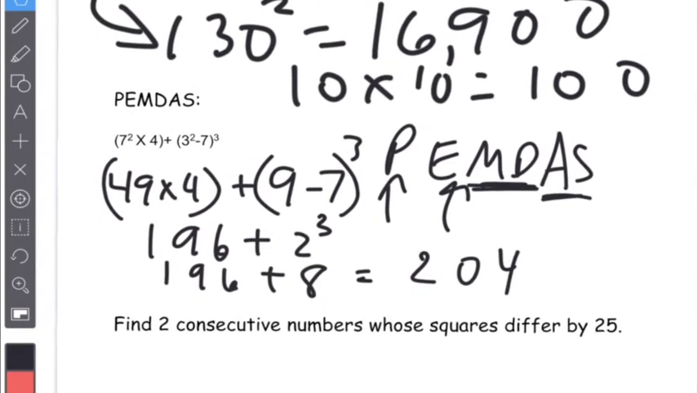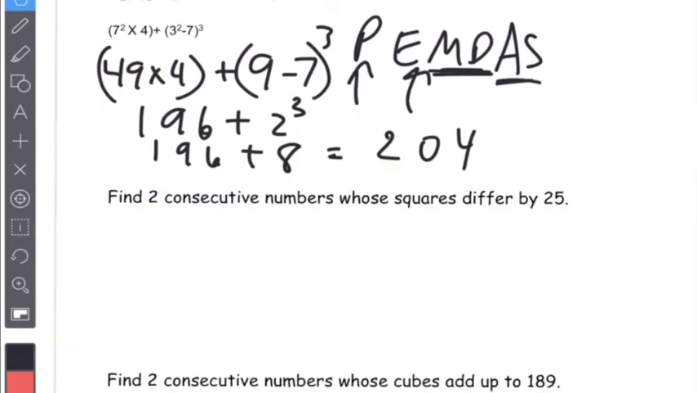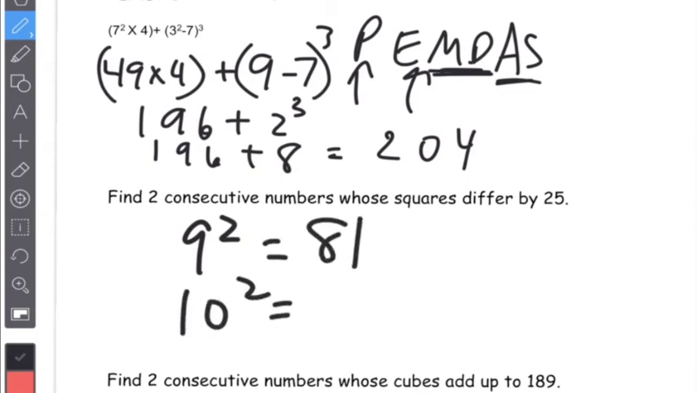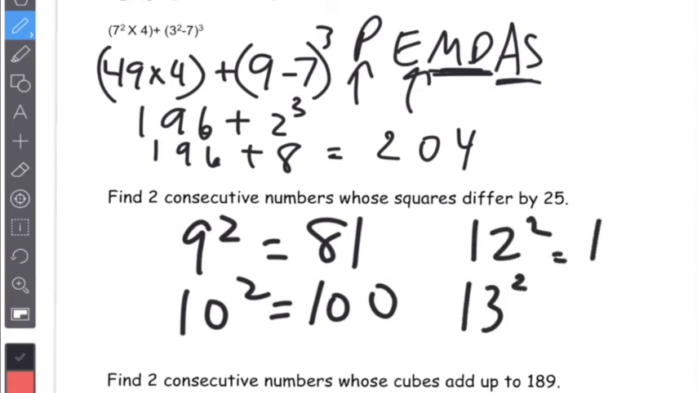Okay. Next one you don't have to do. It's not going to be on the test, but find two consecutive numbers whose squares differ by 25. I'll show you how to do this. So it's kind of guess and check. What it means is this: two consecutive numbers, like 9 squared and 10 squared. So 9 squared is 81, 10 squared is 100. The difference means when you subtract them. So 100 minus 81 is 19, so that doesn't work. So keep going until you get it. You could go up to 10 squared and 11 squared and so forth, but the answer is going to be 12 squared and 13 squared. So that's 144, that's 169, and when you subtract them, you get 25.